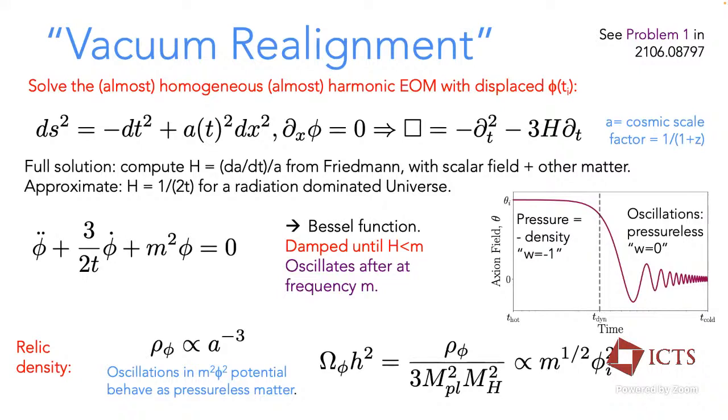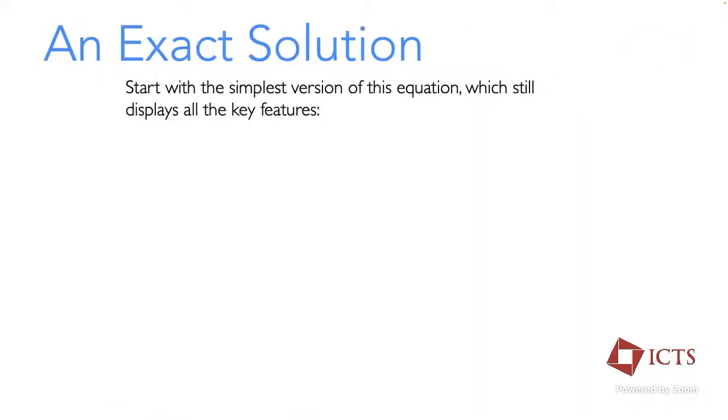Why is it called vacuum realignment? Some people say vacuum realignment, some vacuum misalignment, I always get mixed up. The field starts away from its vacuum. I've chosen the vacuum to be at theta equals 0, and I start displaced from it, and it realigns or misaligns. It is misaligned, or it does realign. And that's what the dark matter relic density is for a scalar field. It's oscillations of the classical field. I'll go through the solution in a little more detail now.